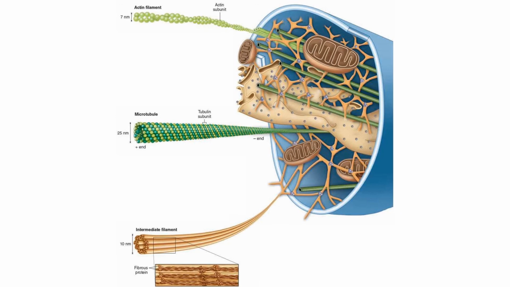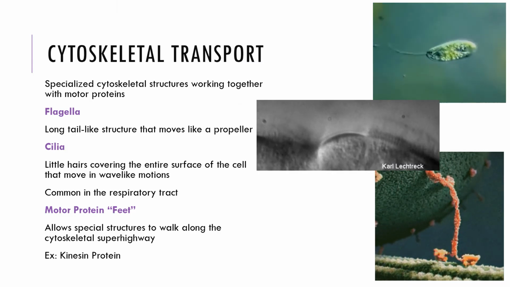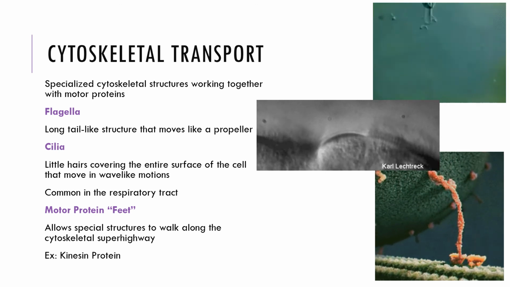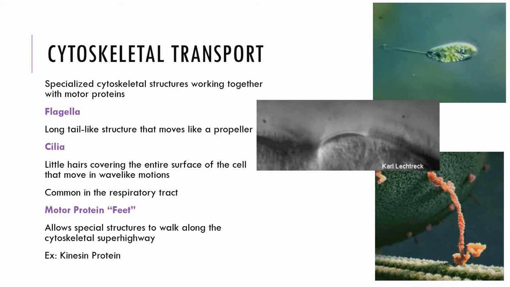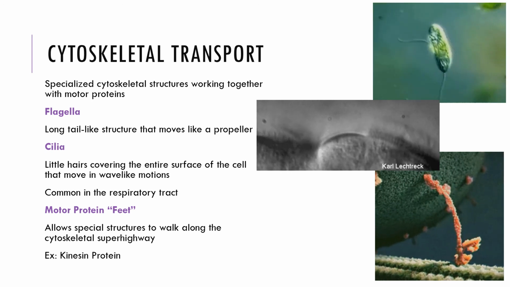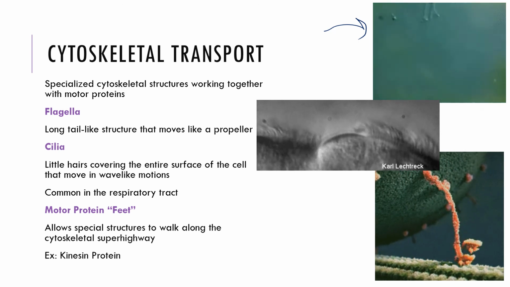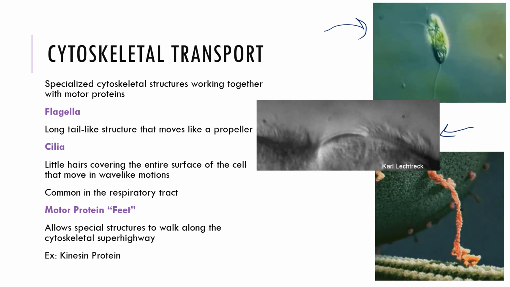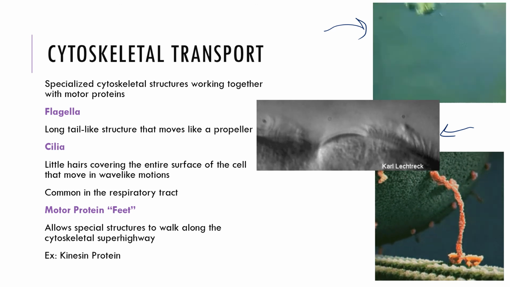So here are the three different types of proteins that make up the cytoskeleton. You have actin filaments, those are really common in our muscle cells. You have microtubules, and you have intermediate filaments. Now, like I said, these cytoskeletal structures can actually help the cell move. Things like the flagella, the long tail-like structure that moves like a propeller, like in this one here. It helps the cell move around. You have cilia, little hairs that cover the entire surface of the cell that move in a wave-like motion.